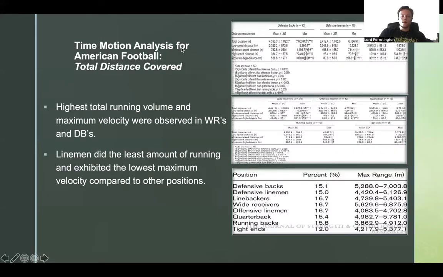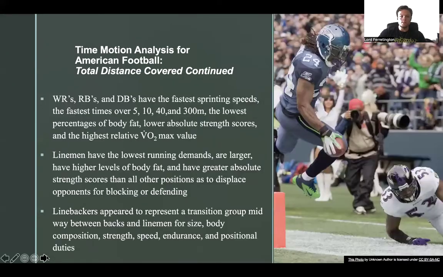Now we look at time motion analysis for American football players. So we can see some data right here. The short end of it is that the highest total running volumes and max velocities are observed in the wide receivers and the DBs, or in positions where more running and more velocity and more agility is needed. They cover larger stretches of the field, and as such, they have higher total running volumes and maximum velocities compared to linemen who have the least amount of running and have the lowest velocities due to their positional demands.